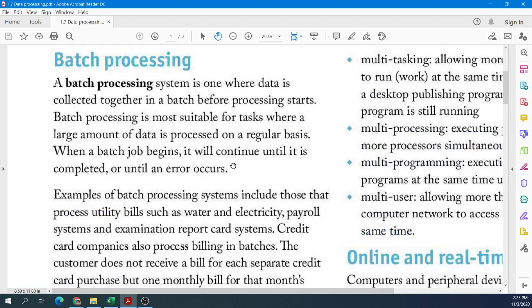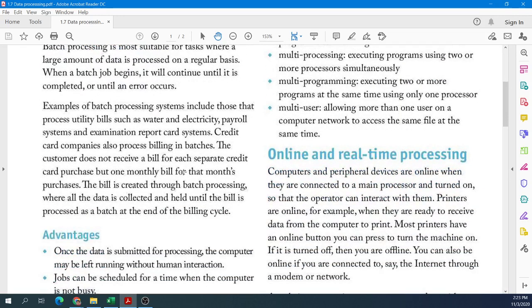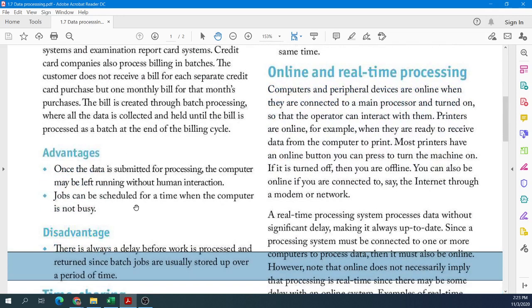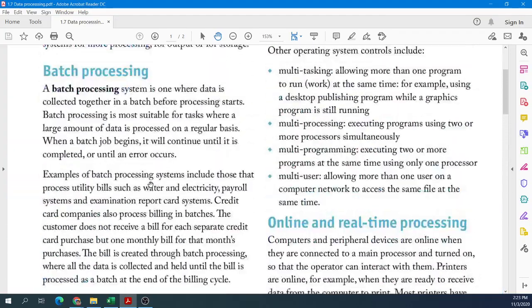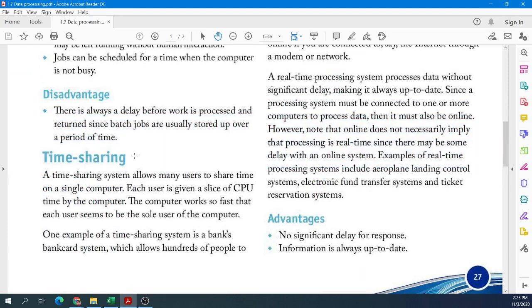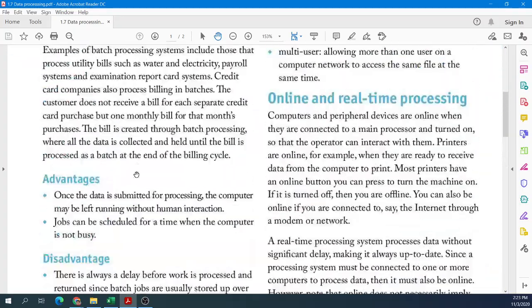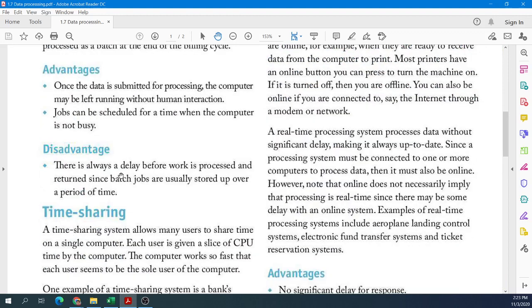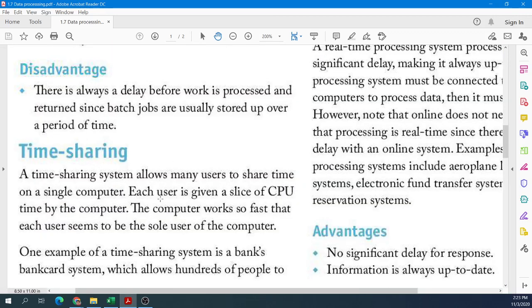So, any questions on batch processing before we move on? Yes or no? No, sir. No, sir. All right, so we can move on to the next type of data processing, and that is time sharing. Let me see. Okay. So our next reader is going to be Saskia. Can you read for us?